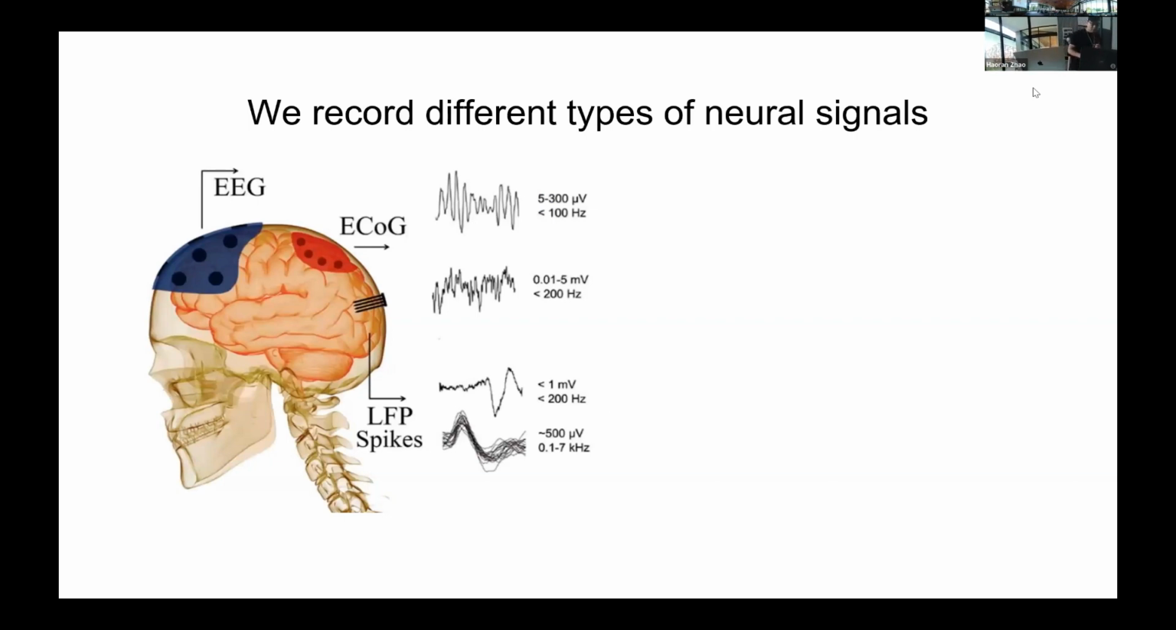Okay, so first of all, I'll talk about what the different types of neural signals are that we can record from the brain. So let's look at here. From the surface of the brain, we can record what we call ECoG signal, essentially continuous measurements.